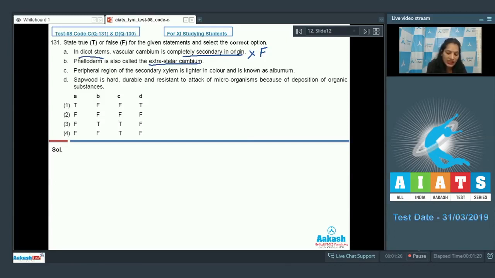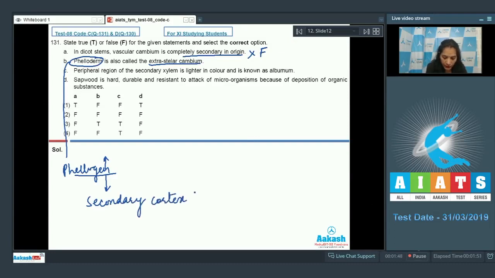No, the extrastellar cambium is phellogen, not the phelloderm. This phellogen cuts off the cells towards the outer and the inner side. Towards the inner side, it cuts the cells called the secondary cortex or the phelloderm. And towards the outer side, these are the cork cells and are called phellem. And this phellem, phellogen and phelloderm together are known as periderm. So this statement is also false.